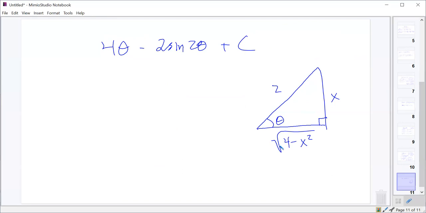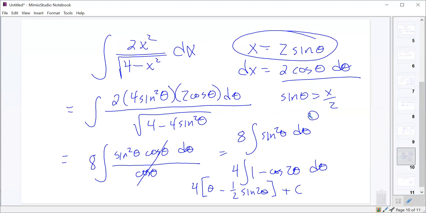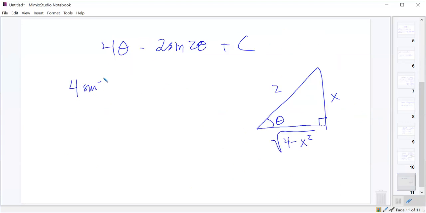So, if you started with root 9 plus x squared, whatever your third side, which would happen to be the hypotenuse if you're doing a tangent substitution, would be that same radical expression you started with. And from there, we already know what theta is, because we just wrote this. So theta is the inverse sine of x over 2. So we should be able to say that we have 4 inverse sine x over 2. And then sine of 2 theta, well, we're going to need to know that that's the same as 2 sine theta cosine theta. So this will become minus 4 sine theta cosine theta plus our constant.